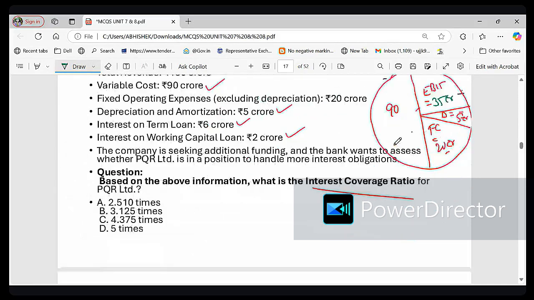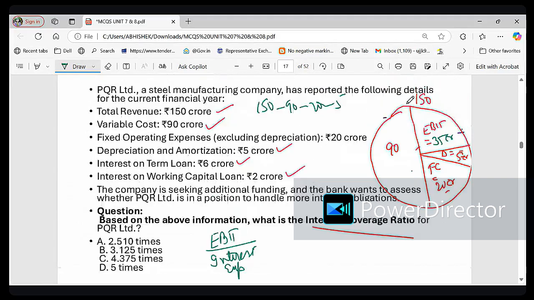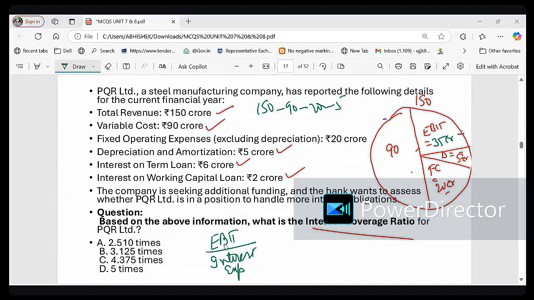So what is the formula for interest coverage ratio? EBIT upon interest expense. How much is the interest expense? Tell me, how much is the interest expense? Yes, very good. Right. So always use this pie chart. This will give you the calculation. Very good.